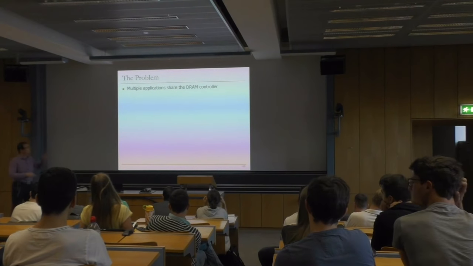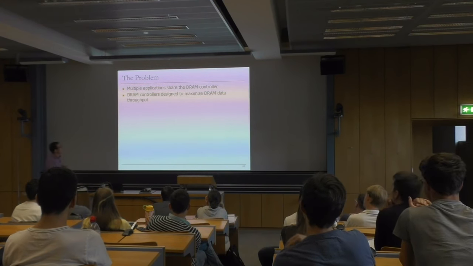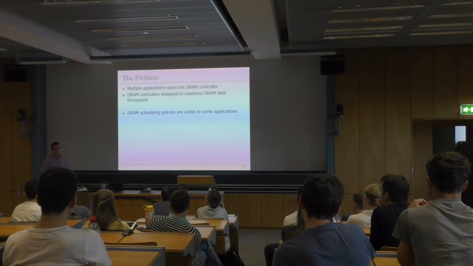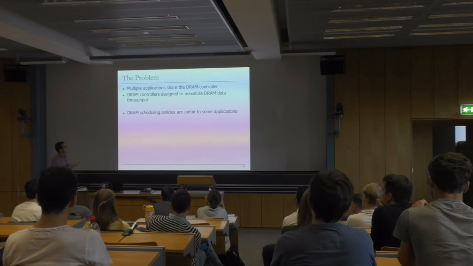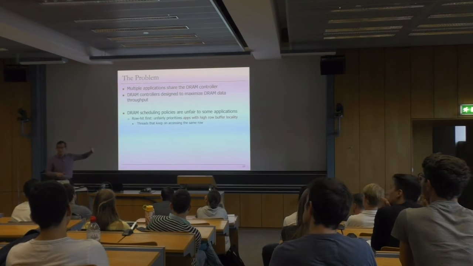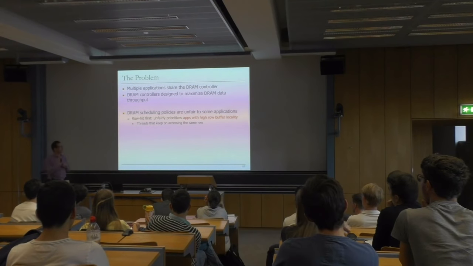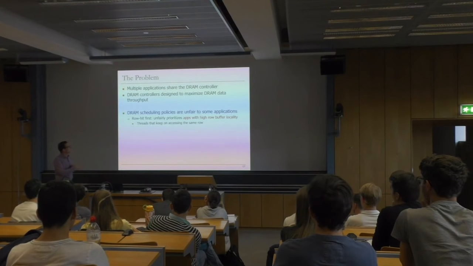So the problem is even worse when multiple applications share the DRAM controller. DRAM controllers are designed to maximize DRAM data throughput, as we've seen. As a result of this policy, DRAM scheduling policies are unfair to some applications. There are two types of unfairness. For row hit first, I've already given you the answer, otherwise I would ask you how we solve the problem later on.